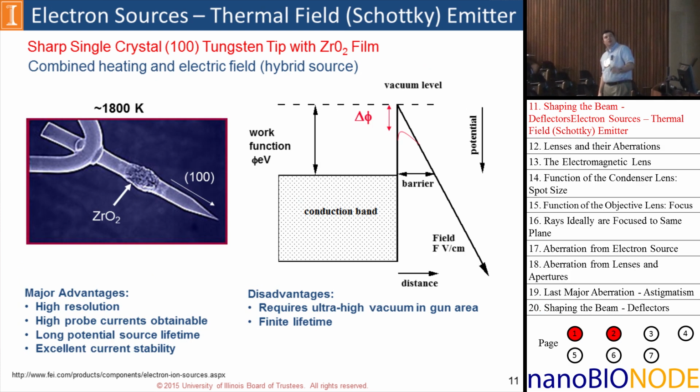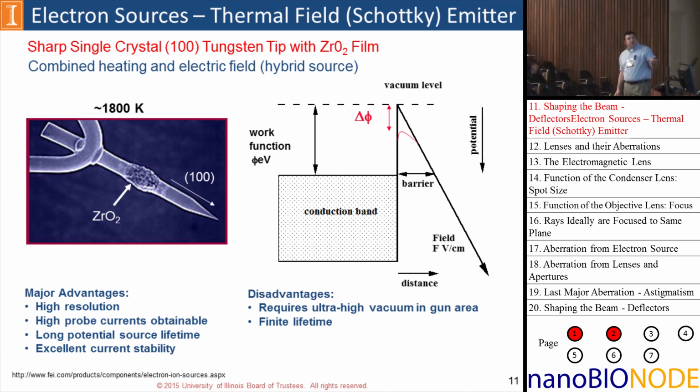Need that. Finally, the last source, the Schottky source. This is your hybrid heating and electric field extraction source. It uses the same type of filament or needle as a field emitter, a sharp tungsten tip, but it has this additional zirconium oxide coating right here, which lowers the overall work function of the surface. All right, so instead of going purely this way or purely this way, we now go over a little bit of a hump here. And we get kind of the best of both worlds between the sources.